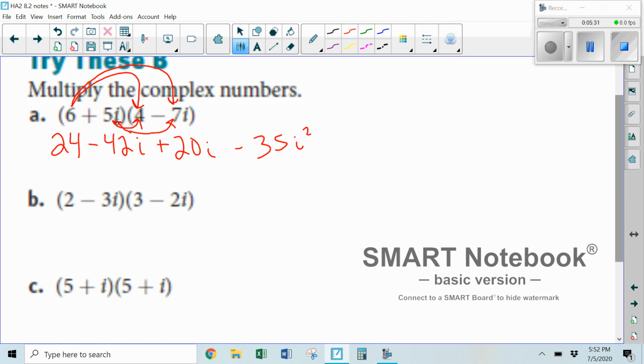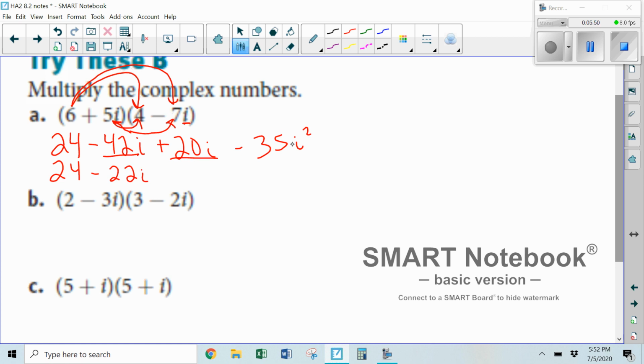Notice it was i times i. So that shouldn't be really anything different. Distribute the 6, distribute the 5i. Now we are going to simplify here. So negative 42i and 20i is negative 22i.